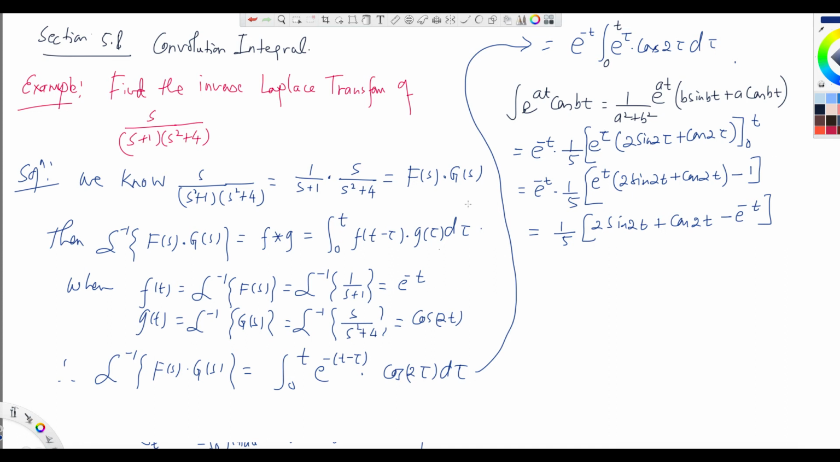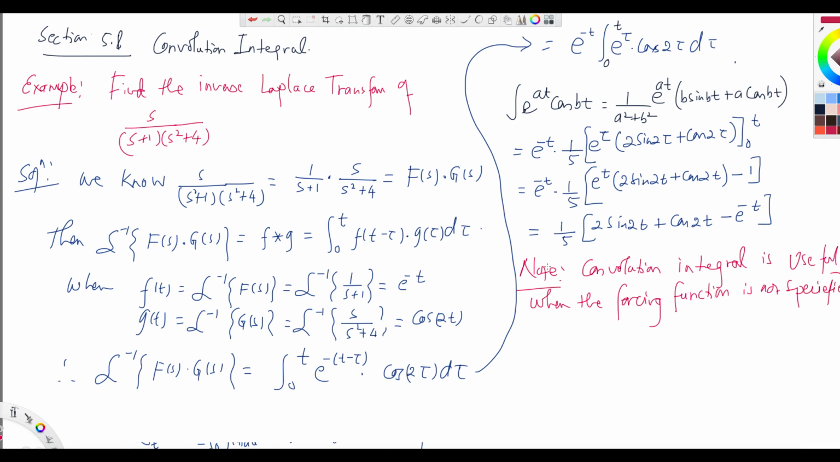Okay, so let me write a note here. Note: the convolution integral is useful when the forcing function is not specified.